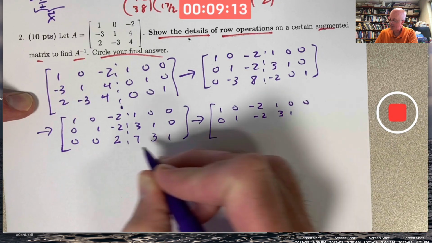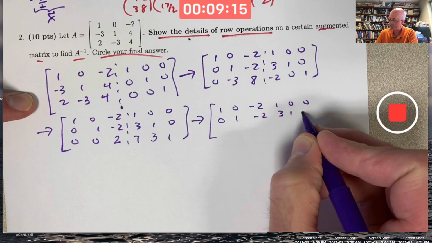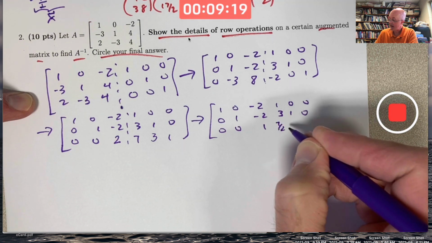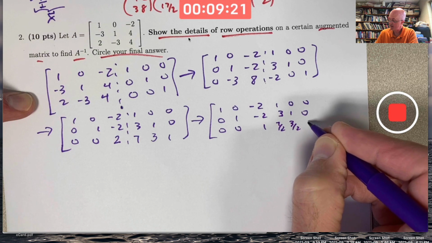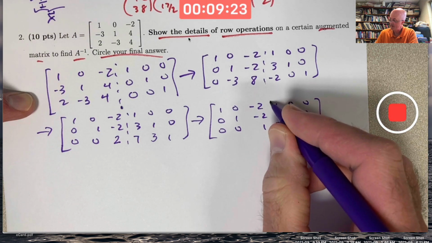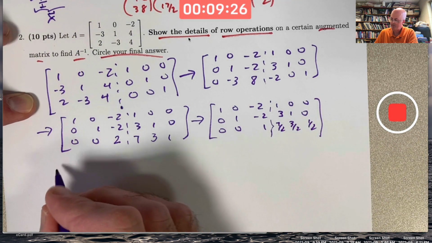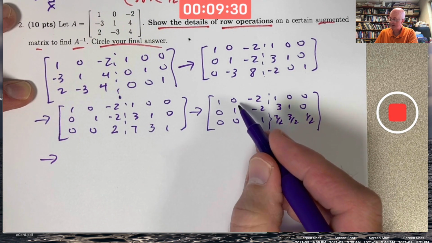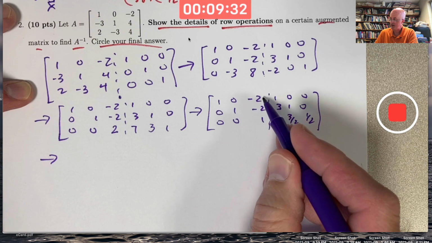I need to multiply this by 1/2 to get a 1 there. I need to multiply everything in that row by 1/2, so I am going to get some fractions. That's okay. Finally, I want to get zeros above all leading ones. There's already a 0 above this one. I need to get zeros here and here.